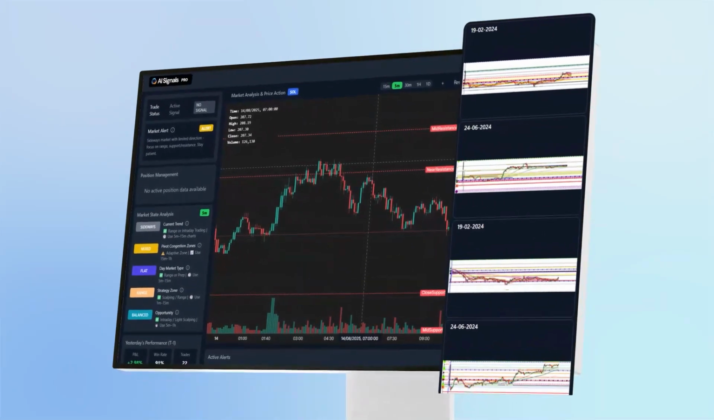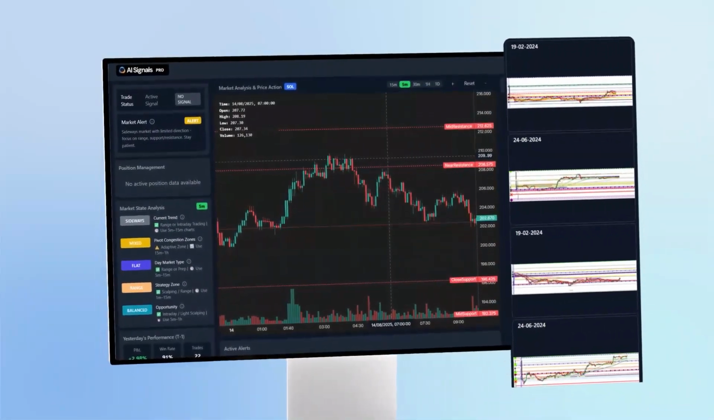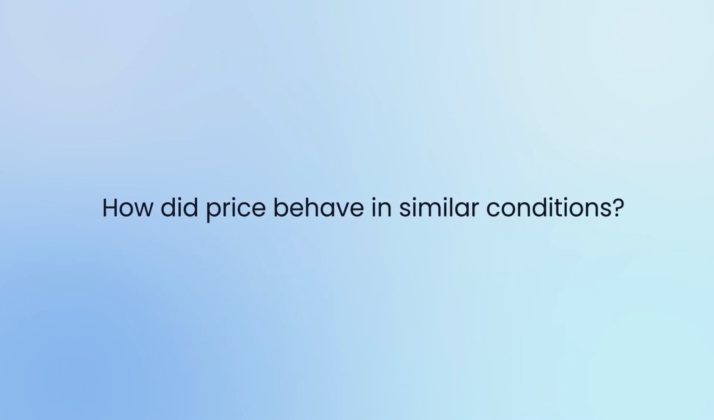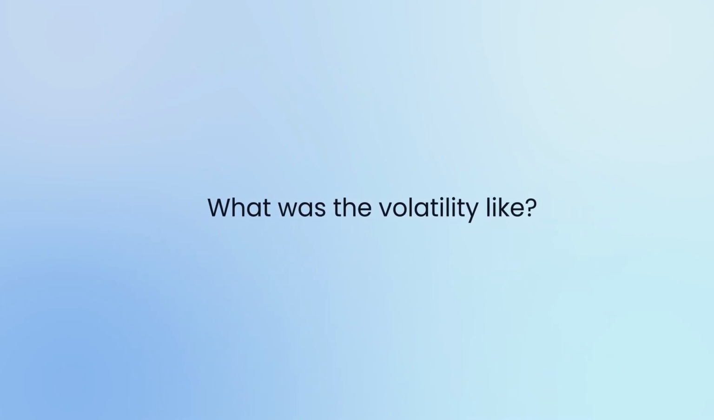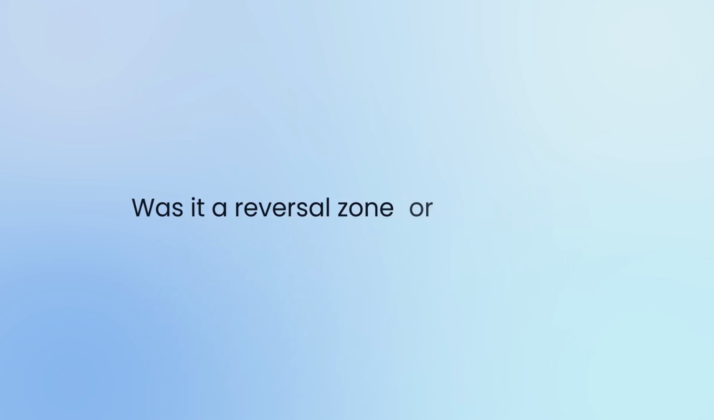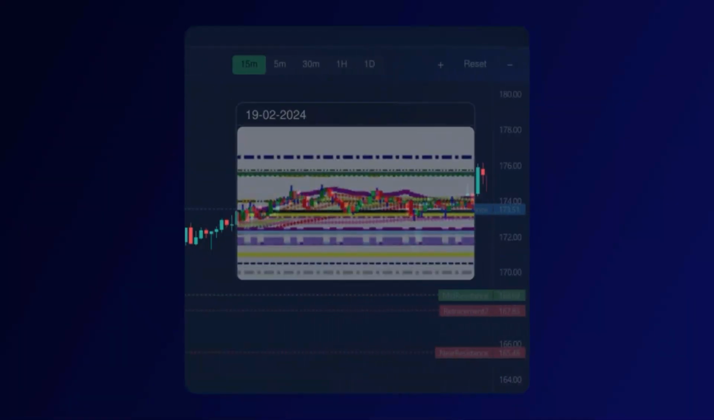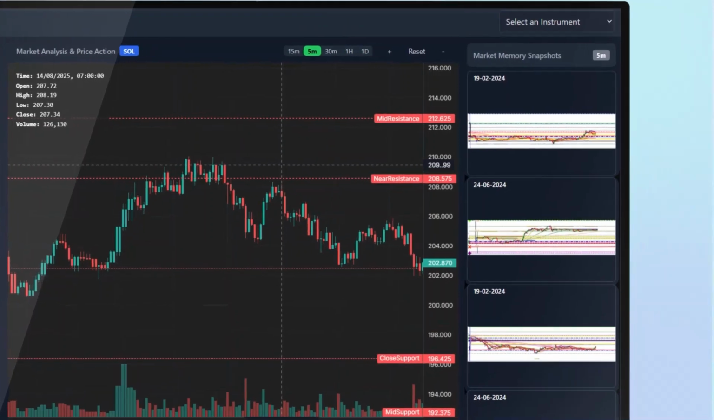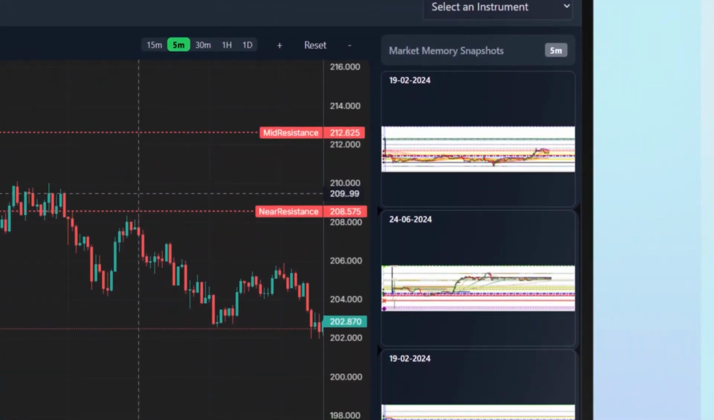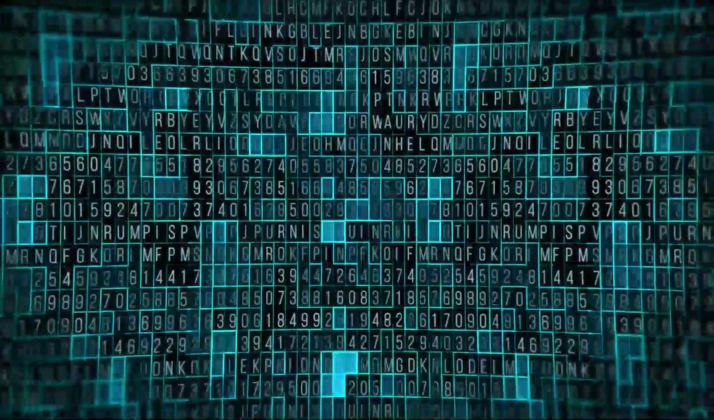Market memory solves that. It doesn't look for textbook shapes, it looks for structural alignment. It asks, how did price behave in similar conditions? What was the volatility like? Did momentum accelerate or stall? Was it a reversal zone or continuation setup? Then it shows you real historical matches. So instead of guessing what might happen, you see what has happened when the market looked like this. It essentially gives traders instant access to a behavioral library of price setups, calibrated by AI, not human memory.